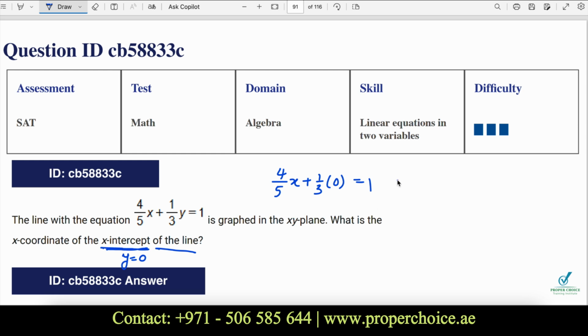So I simply need to rearrange it as 4 by 5x equals 1. So how do we solve for x? You can just do a cross multiplication. To solve for x, the denominator goes up and the numerator goes down. X equals 1 times 5 by 4, which is going to be 5 by 4 itself. So that is the value of x we get, or you can take the help of Desmos.